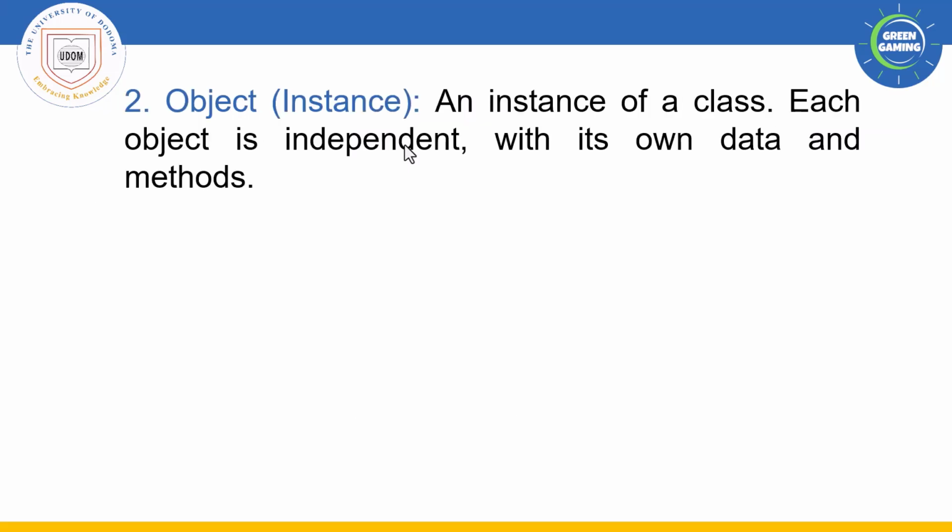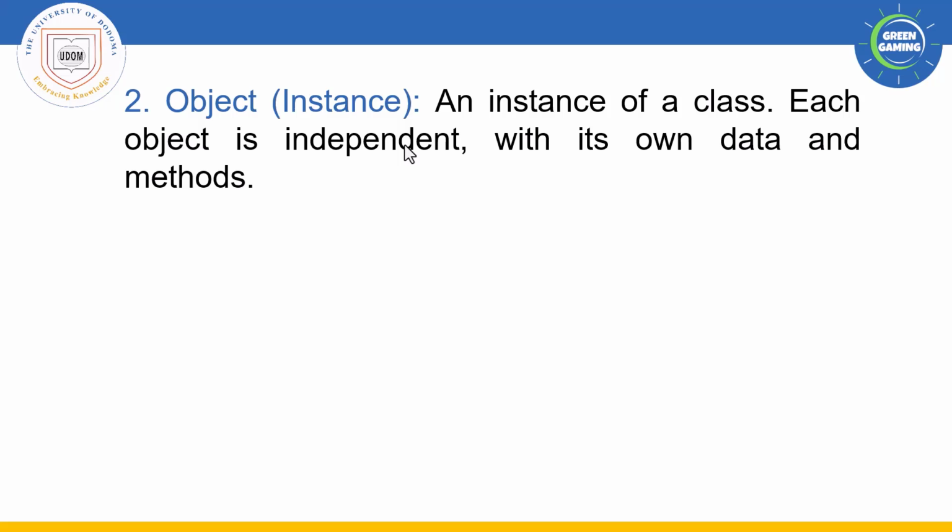A second one is the object. An object is an instance of a class. An instance of what? An instance of a class. Or we can say that an object is the real thing that we can create from a class. Each object is independent, with its own data and methods. Unlike a class, which is a blueprint from which you can create this real thing, the objects that we can create from a class are independent, as each object can have its own data or attributes and its own functions.